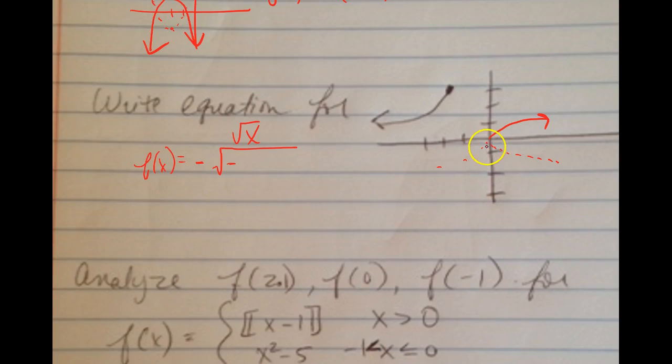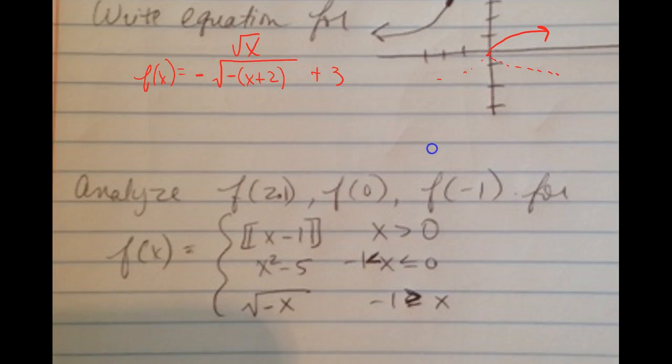Okay? Now what else has happened to it? Well, this point has gone to the left. It looks like 2. So I'm going to say x plus 2 again. And then it looks like it's been shifted up 3. Yeah, that looks about right. So that would be my final answer on that.